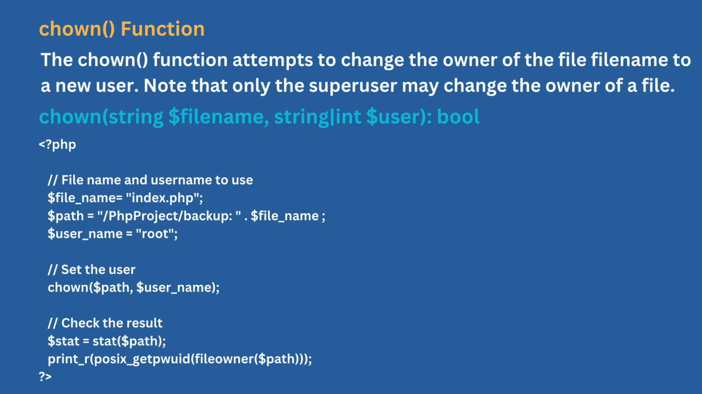chown. If there is more than one owner, you can make anybody the owner. The chown function attempts to change the owner of the file name to a new user. Note that only the super user may change the owner of a file. If this is the file, this is the path, and the username is root, I want to make this user the owner of this file. So only if you are the super user can you change the ownership of a file. Got my point?